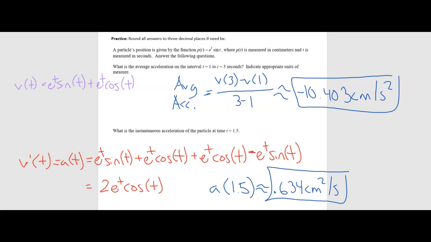For v prime of t, which is equal to a of t, the acceleration function, that just becomes long and drawn out. It's not a hard derivative to find, it's just lengthy. It does simplify to 2e to the power of t times cosine of t, and when I substitute in 1.5 for t, we get 0.634 centimeters squared per second.